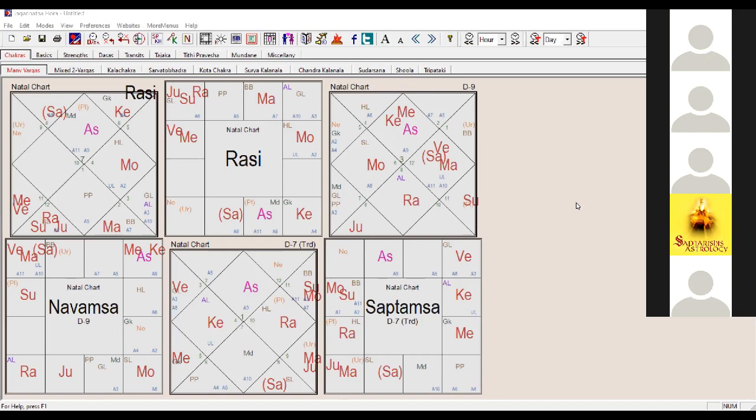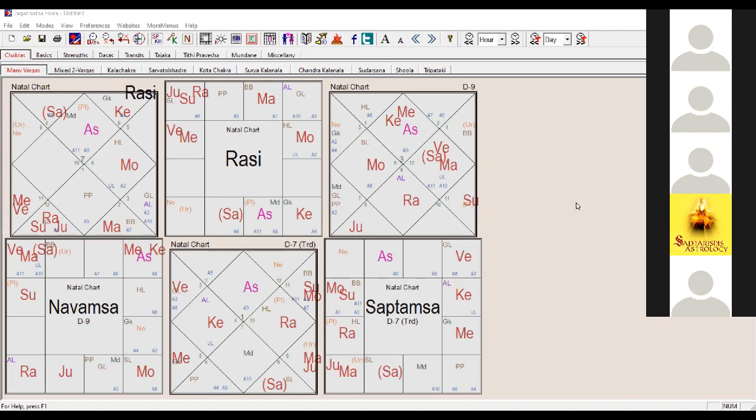Because our sutra is what? Our sutra is very clear. First sutra, check the concerned house from the lagna. Then check the karak planet. And in the third step, check the same concerned house from the karaka also. If we apply that first concept that we have studied in our introduction class, now check here.